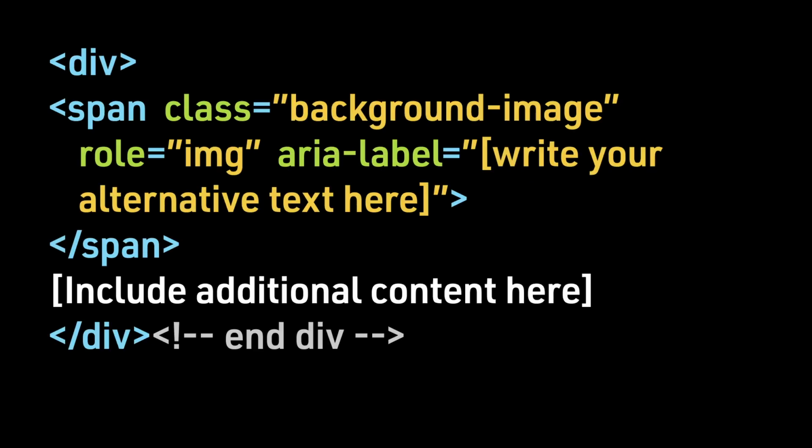This is how this would appear. Opening div tag, opening span tag, class equals "background-image", role equals "img", aria-label equals "write your alternative text here". End span, include additional content here, end div.